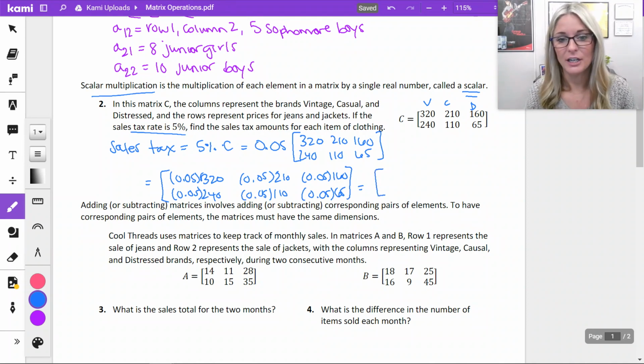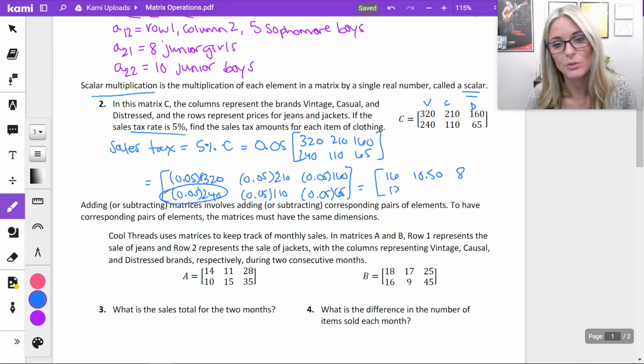So you could use your calculator. Multiplying the first term, we get 16. The 0.05 times 320 is 16. Next element is 10.50, when I multiply 210 times the 5%. When I do 160 times 5%, we get 8. In our next row, 240 times the 5% gives us 12. And just using my calculator on this, 5% times the 110 is 5.50. And then our last element in our matrix, the 5% times the 65 is $3.25.